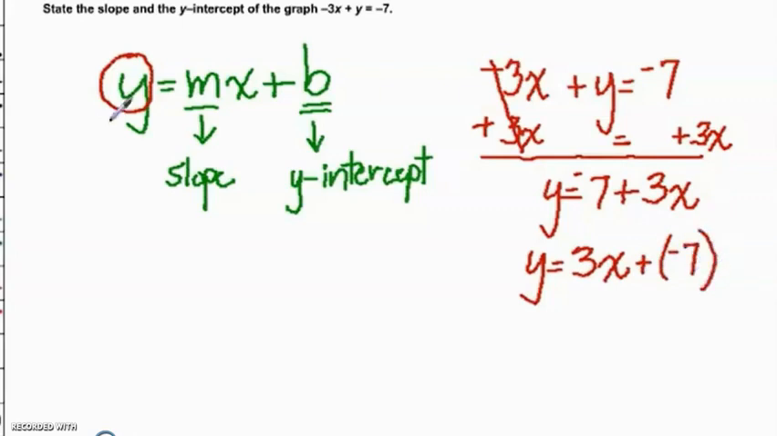Now we have that coefficient next to the x, and we have our y-intercept. So we can state that our slope is 3. M stands for slope. And our y-intercept would be negative 7. B is our y-intercept. So you always need to remember that m is your slope, b is your y-intercept.